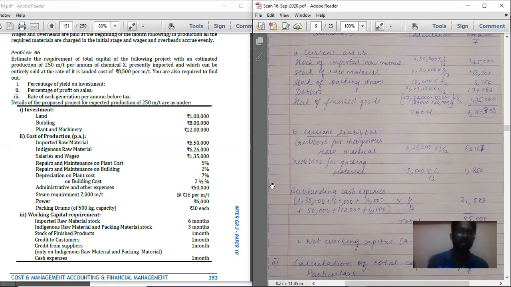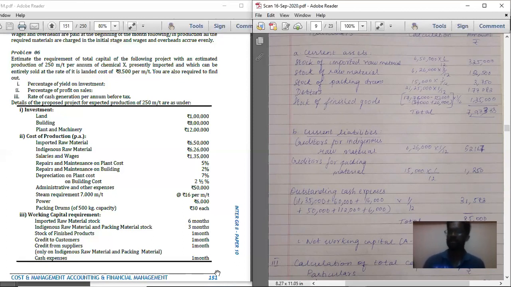What is the indigenous raw material value? 6,26,000. What is the time period given? 1 month. So 6,26,000 divided by 12 into 1 by 12. In the amount column, put 52,167. Below that, creditors for packing material. For packing material also, it is 1 month.